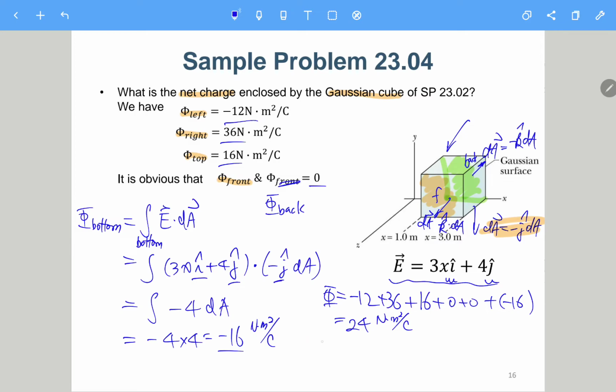So actually we can just simply use Q enclosed equals epsilon naught phi, because we already calculated the integration. So epsilon naught is 8.85 times 10 to the minus 12, and then this is 24. So the answer will be 2.1 times 10 to the minus 10 C, or you can write it as 210 picocoulomb. Any questions?